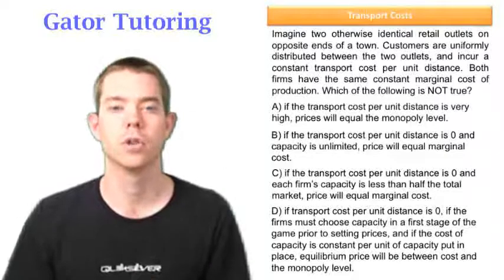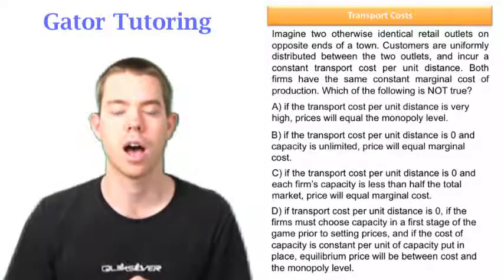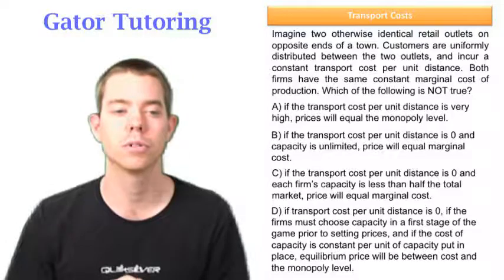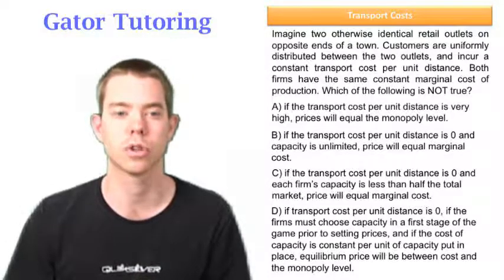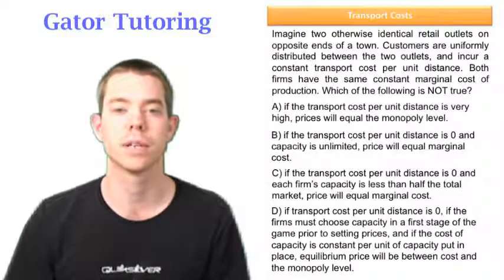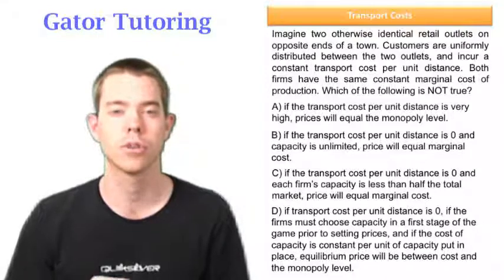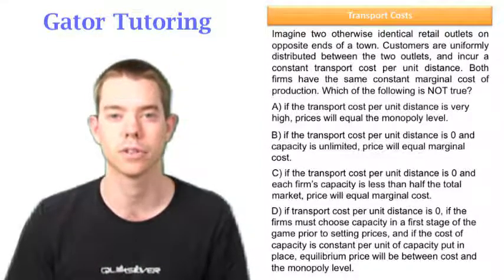It says, imagine two otherwise identical retail outlets on opposite ends of a town. Customers are uniformly distributed between the two outlets and incur a constant transport cost per unit distance. Both firms have the same constant marginal cost of production, and it says which of the following is not true. So let's go through these and find the true statements so we can cancel those.